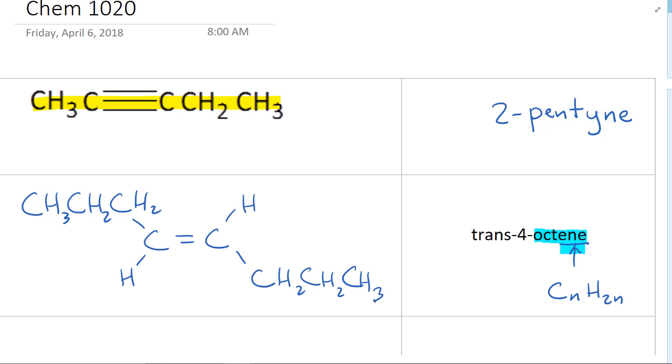All right. So we count the number of hydrogens. How many hydrogens should there be in here? There should be 16 in here, right? So if we count 3, 5, 7, there's 8, 9, 11, 13, there's 16 hydrogens altogether.